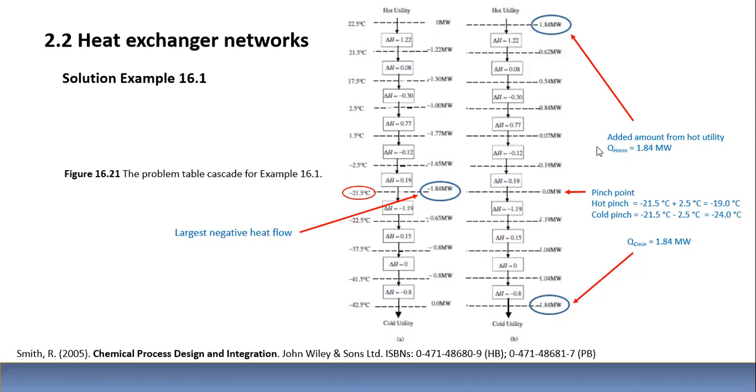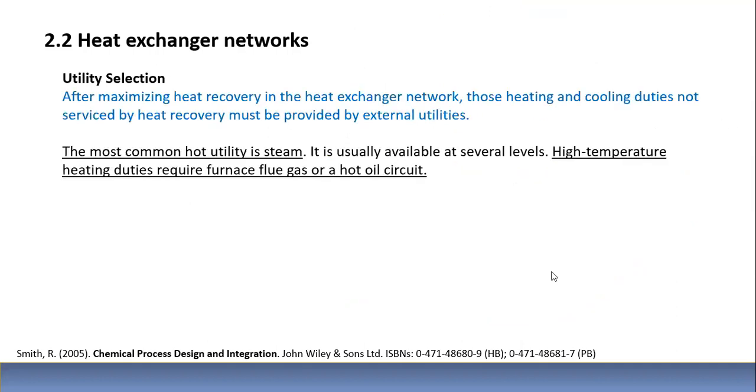So the hot pinch is minus 19 and the cold pinch is minus 24. Also, you already found QH minimum, which is 184 right there. And when you did this heat balance cascading the heat all the way down, you also found QC minimum, which is 184. So far so good. You have found QH minimum, QC minimum, the hot pinch, and the cold pinch. So far so good. Now, we hopefully finish our discussion on the utility selection, which is an interesting topic too.